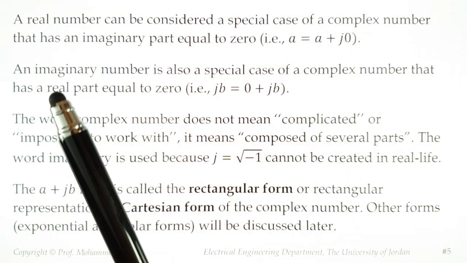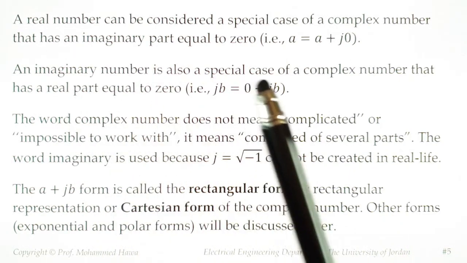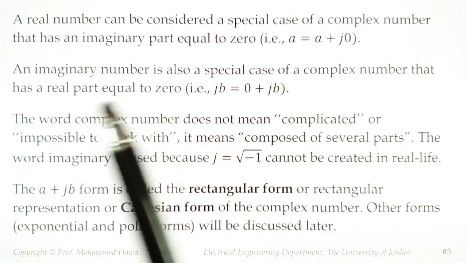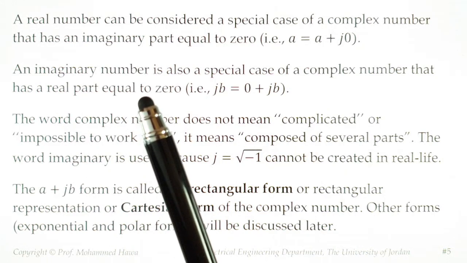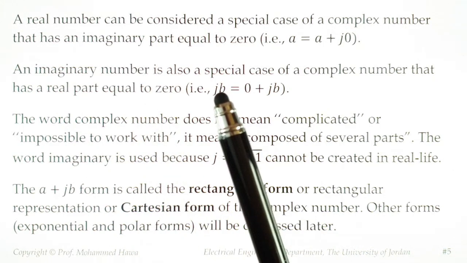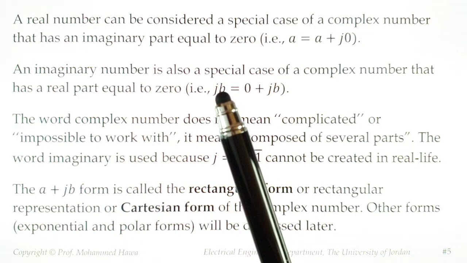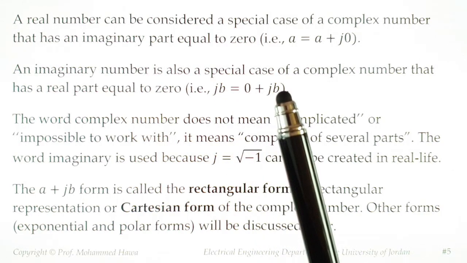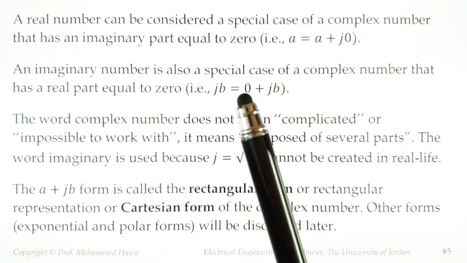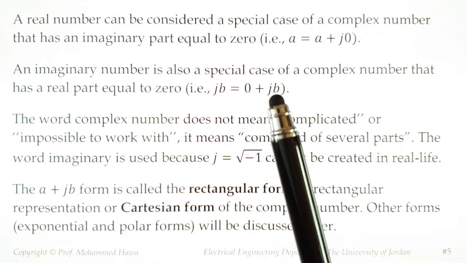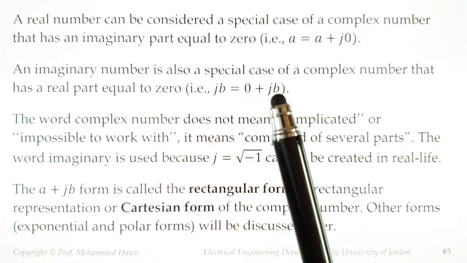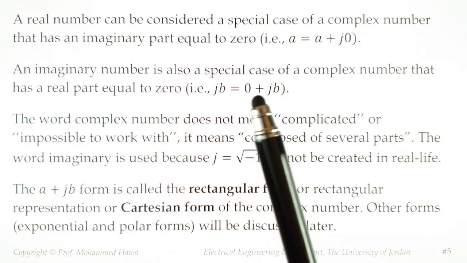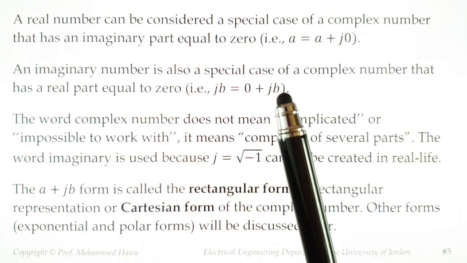Similarly, an imaginary number can be considered a special case of a complex number that has a real part equal to 0 this time. So if I give you this imaginary number jb, you can easily say this is also a complex number equal to 0 plus jb, where the real part of this complex number is 0. It's a special case. Please notice that b is the imaginary part, jb is the imaginary number, and 0 plus jb is the complex number.